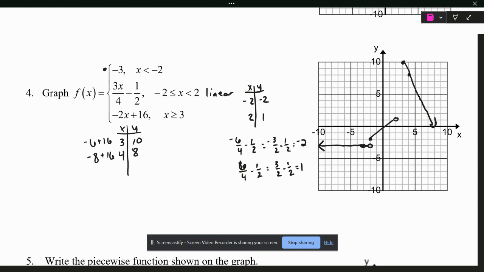The other one, that's also linear, 3/4 x minus 1/2. I got my first point at -2, -2, and then my other one at 2, 1. Does that look good? Yeah? Okay. Okay, so once that I had that there, then I just plotted it, and then one side was closed, the other side was open.